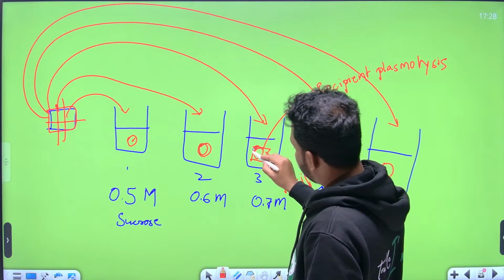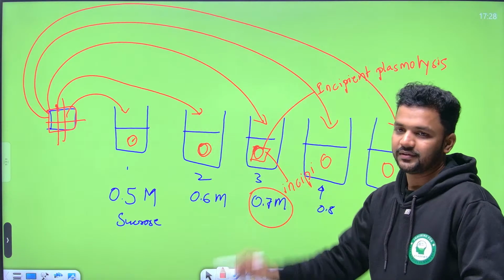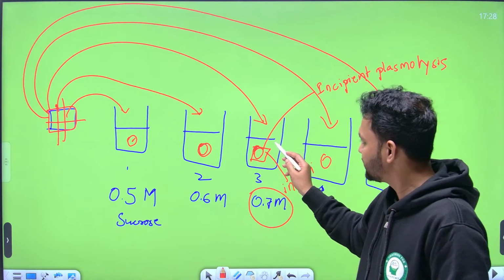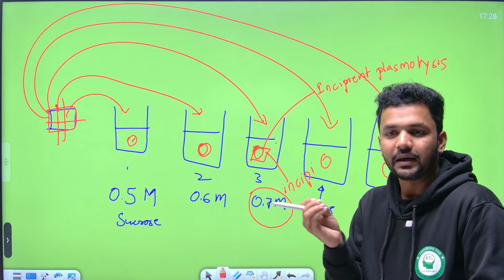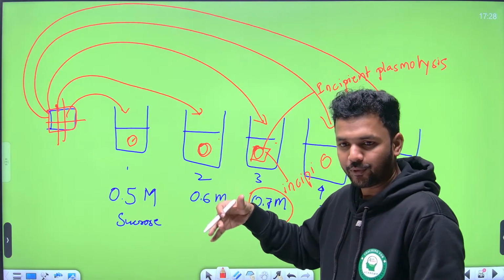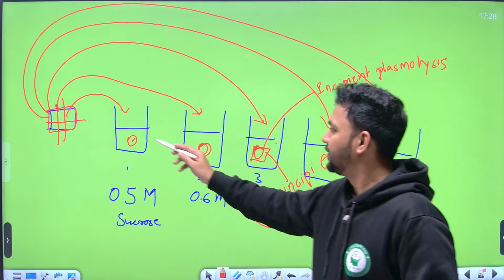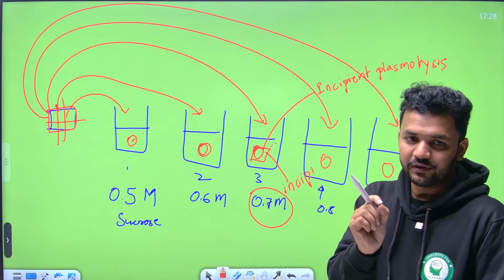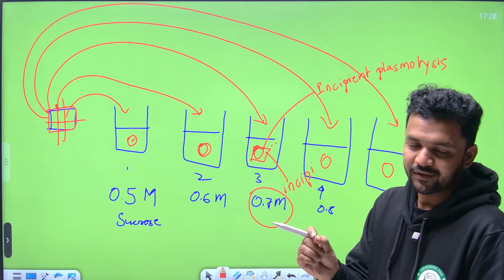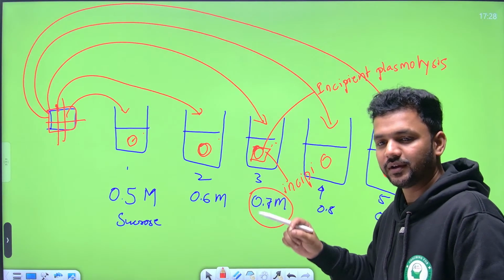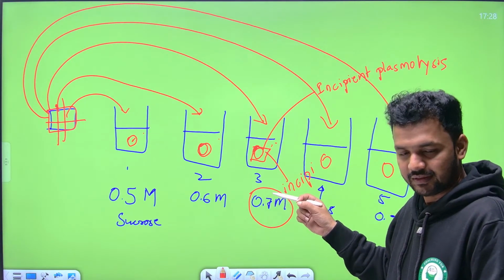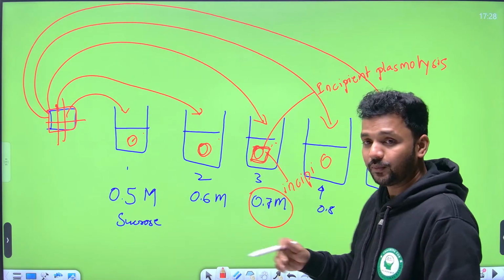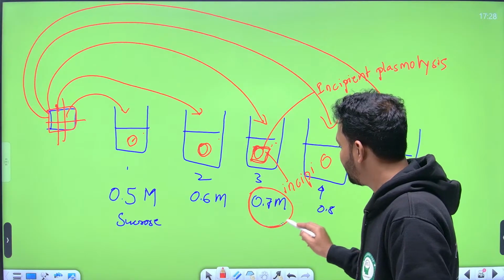So this will be the concentration of the cell, because the plasmolysis just started, right? So the solution just became a little hypertonic. Here the solution is hypotonic, meaning there was no flow. Here also no, but here plasmolysis started. So it is approximately equal to the concentration of the cell, right? So the concentration of the cell would be a little bit more than 0.7.